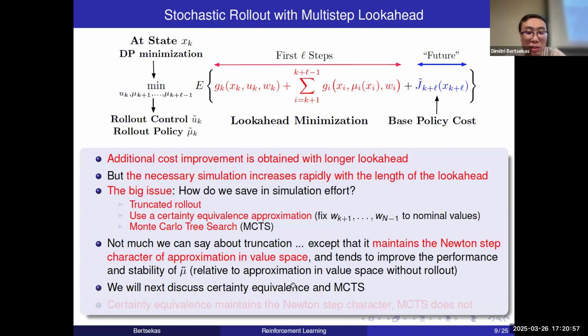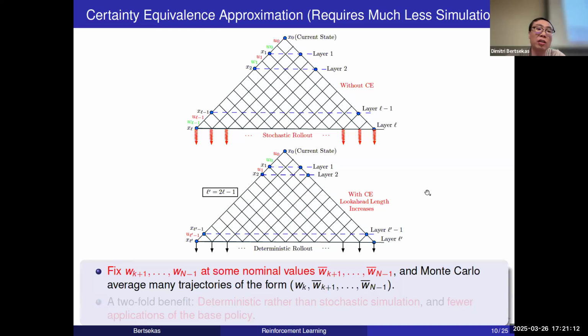Okay, next to discuss certainty equivalence and Monte Carlo tree search. As I mentioned, certainty equivalence maintains the Newton step character, whereas Monte Carlo tree search does not. Now, hopefully this picture is going to give you a clearer idea of what is going on for certainty equivalence.